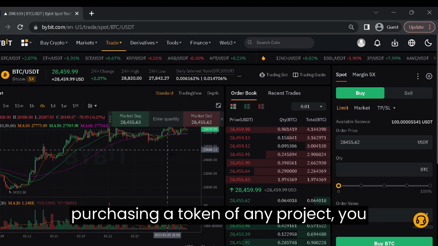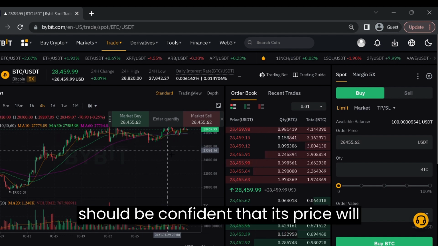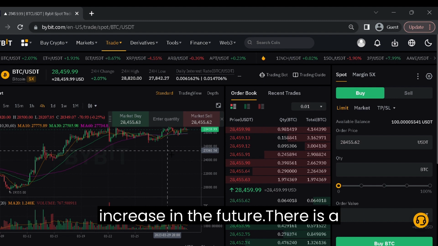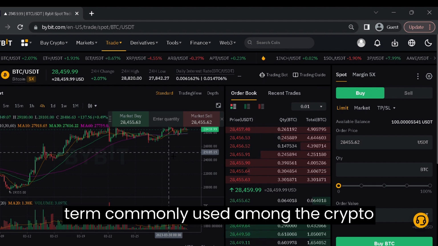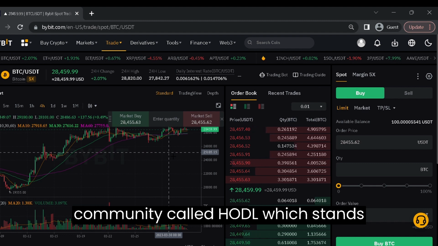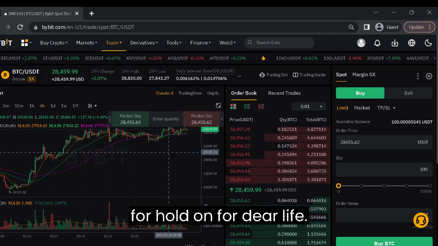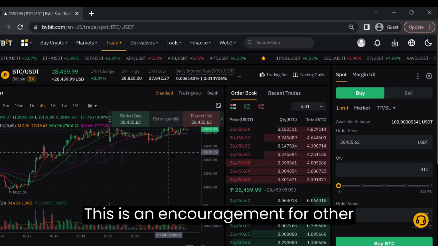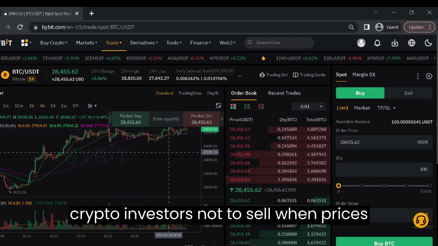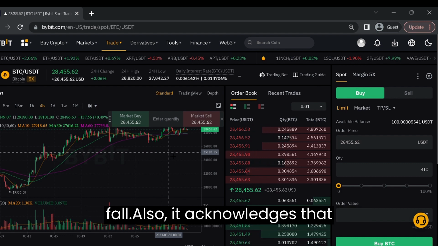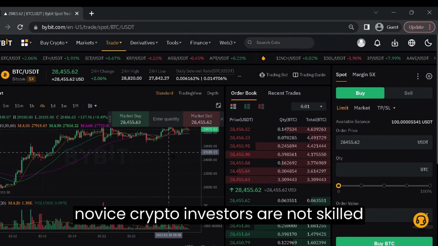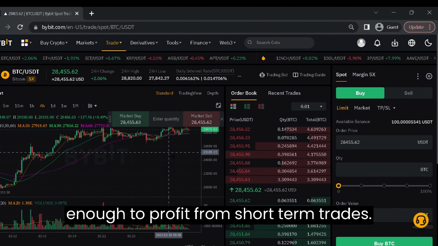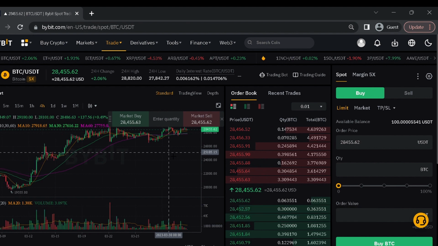Therefore, when purchasing a token of any project, you should be confident that its price will increase in the future. There is a term commonly used among the crypto community called HODL, which stands for Hold On for Dear Life. This is an encouragement for other crypto investors not to sell when prices fall. Also, it acknowledges that novice crypto investors are not skilled enough to profit from short-term trades.